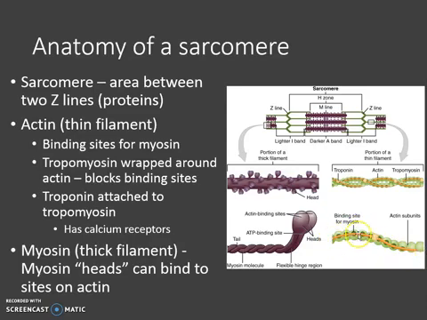And once that tropomyosin is moved out of the way, the myosin head can bind to the actin molecule, and it can pull these green proteins across it in order to pull this Z-disc closer to this Z-disc.